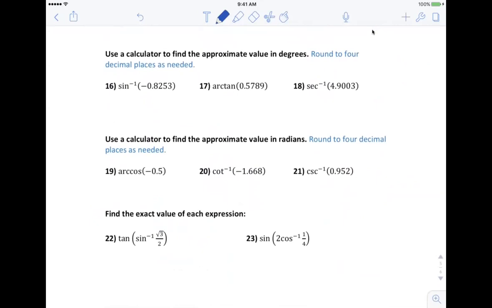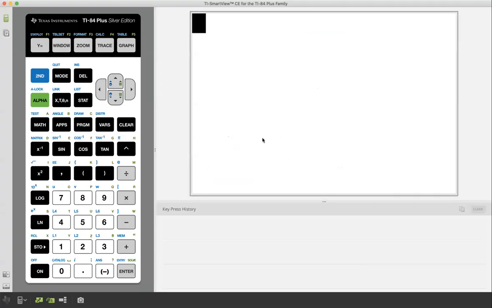Here you just have to make sure you're in the right mode typically, and then make sure you're following the correct range. Okay, so how about sine inverse of negative 0.8253 in degrees, round to 4 decimal places? So I'll just bring up a calculator and we'll try it out.